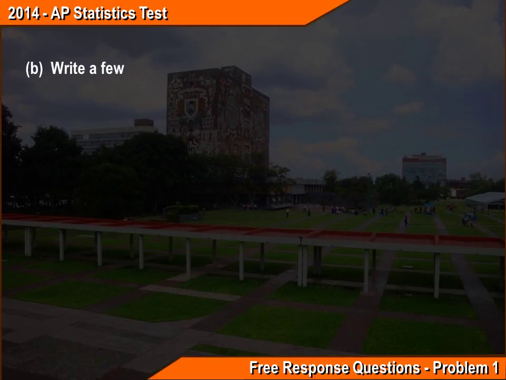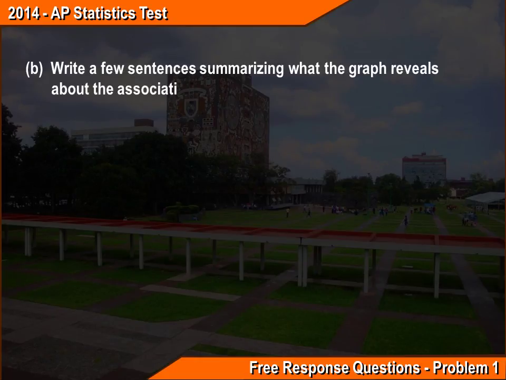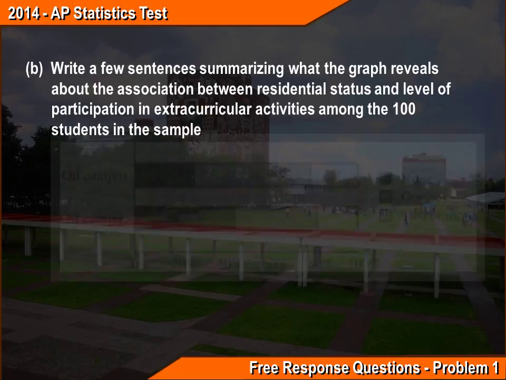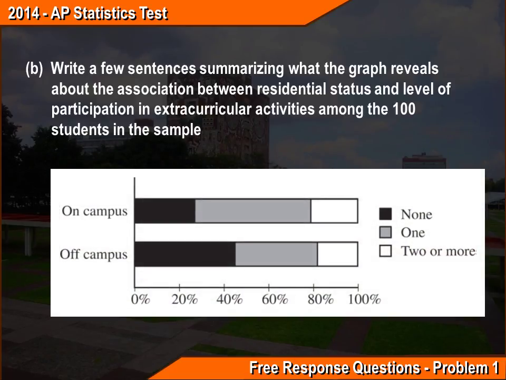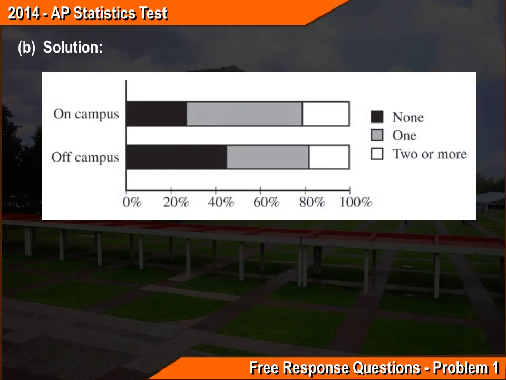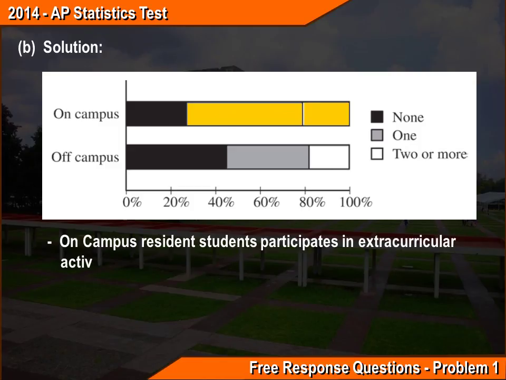B. Write a few sentences summarizing what the graph reveals about the association between residential status and level of participation in extracurricular activities among the 100 students in the sample. At first glance, we can see from the bar graph that the on-campus resident students participate in extracurricular activities more than off-campus resident students.